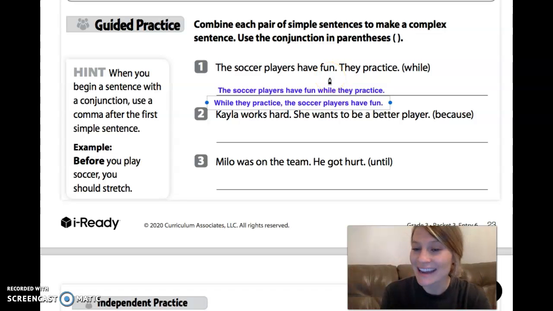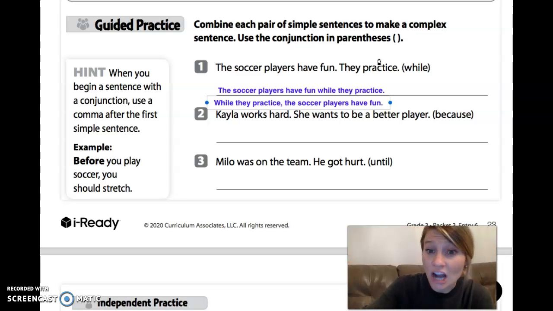But I also did it another way. I wanted to make the conjunction at the beginning. So look what I did. While they practice, comma, the soccer players have fun. So what I did was I took that they practice piece and I put it in the front with while, then they have fun. Because it says the same thing.